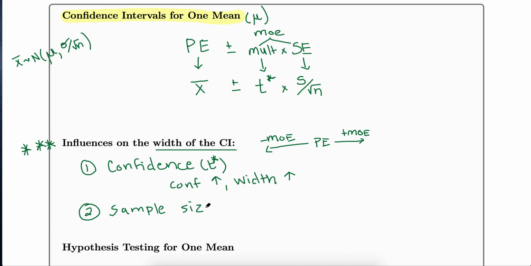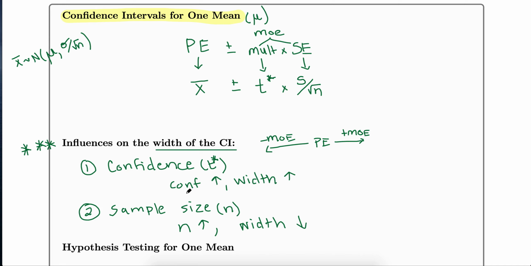And you'll notice that n is in the denominator, specifically as a square root, just like it was for proportions. So as n increases, our standard error is going to decrease. So sample size increases, the standard error gets smaller, which means our interval is going to be narrower or more precise. So our width is going to decrease. So same relationships we've seen before.